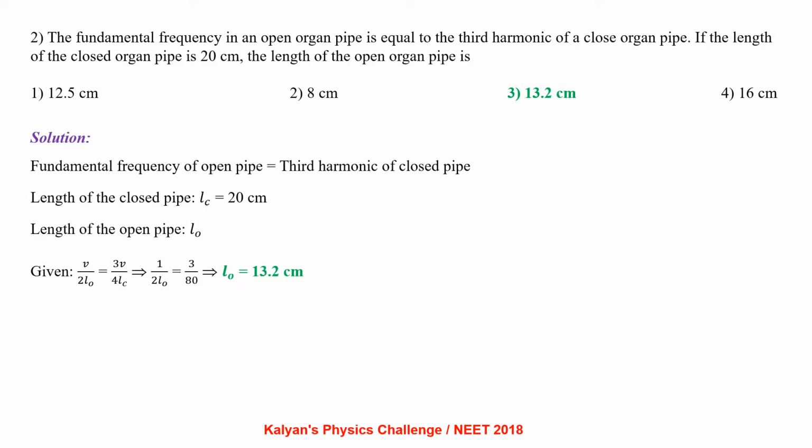The fundamental frequency in an open organ pipe is equal to the third harmonic of a closed organ pipe. If the length of the closed pipe is 20 cm, the length of the open organ pipe is. Given fundamental frequency of open organ pipe is third harmonic of closed organ pipe. Length of the closed pipe, let us say Lc, equals 20 cm. Length of the open pipe is Lo. So apply the given condition: V by 2Lo equals 3 times V by 4Lc. From there we get Lo equals 13.2 cm.